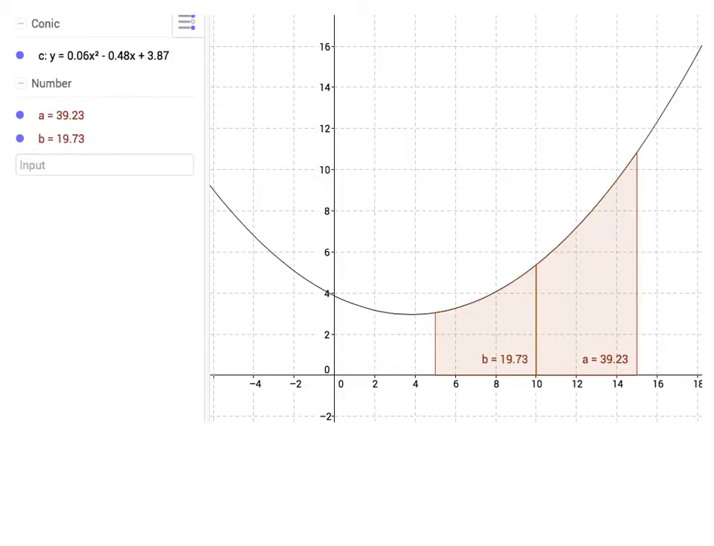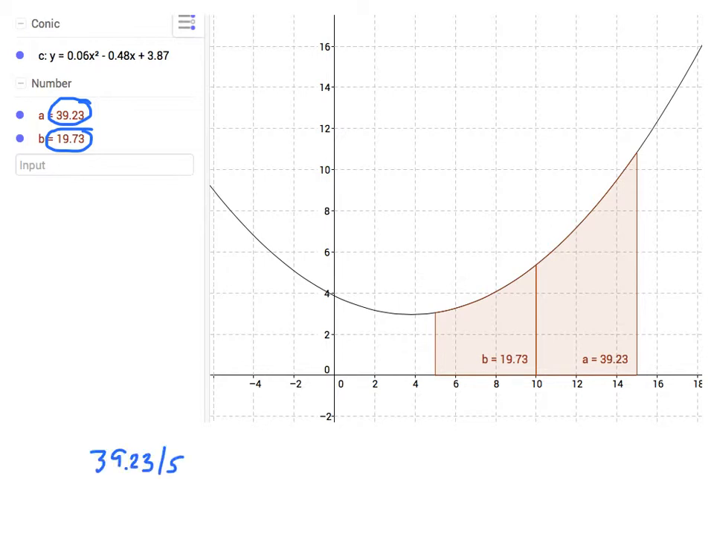So I plugged each integral into GeoGebra, and these two answers popped out. This is the value that I got from 10 to 15, and this is the value for 5 to 10. Those are the values for the definite integrals. To finish off our problem, we'll have to divide each of them by 5 and then show that it's about double.